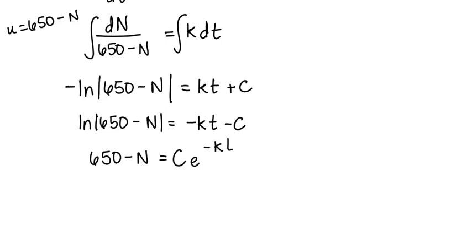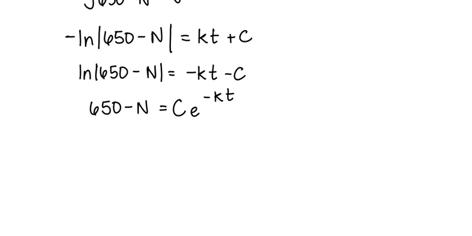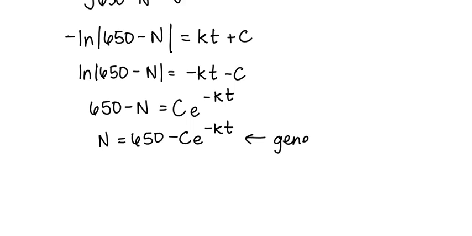Then I'm going to go ahead and solve for n. So I would subtract 650 from both sides and multiply both sides by negative 1 to get that n is equal to 650 minus c e to the negative kt. So here we have our general solution.